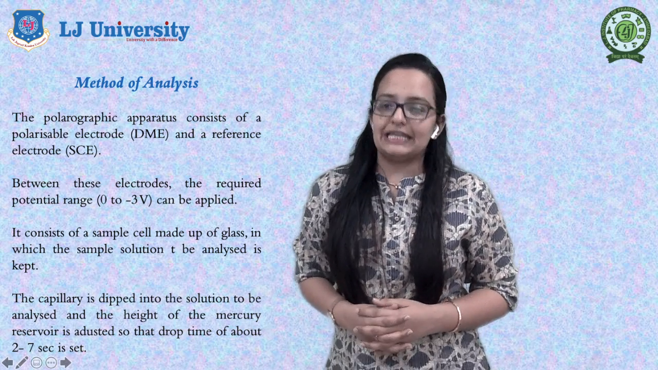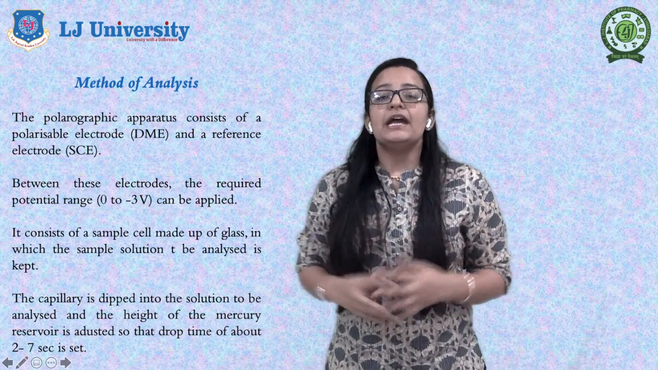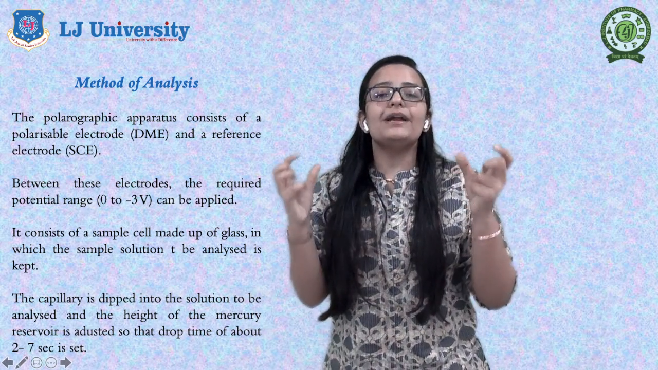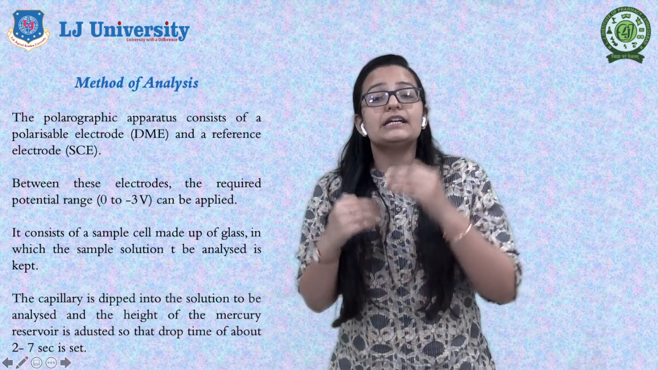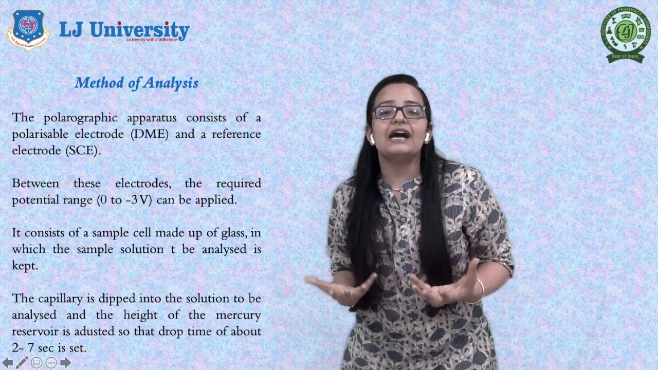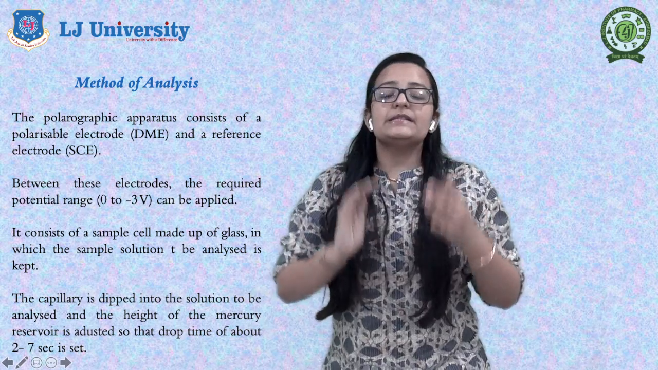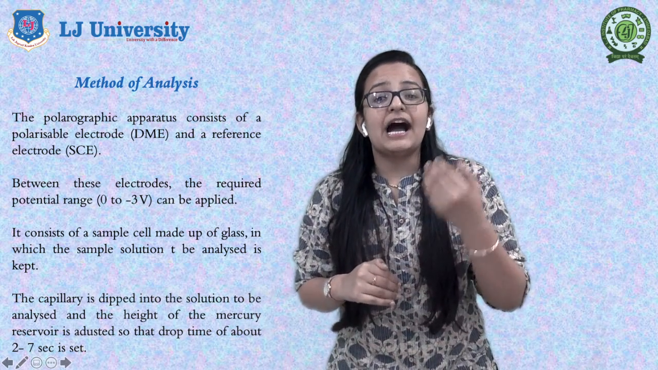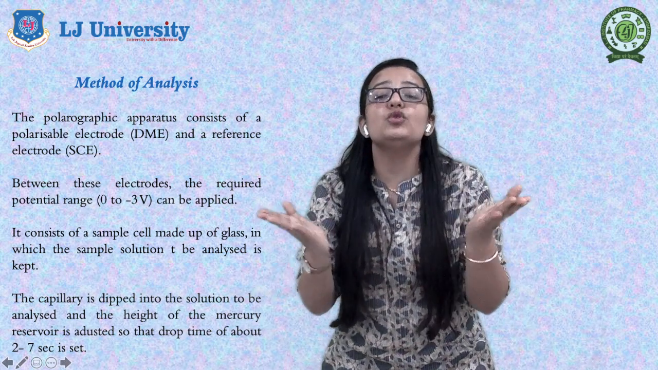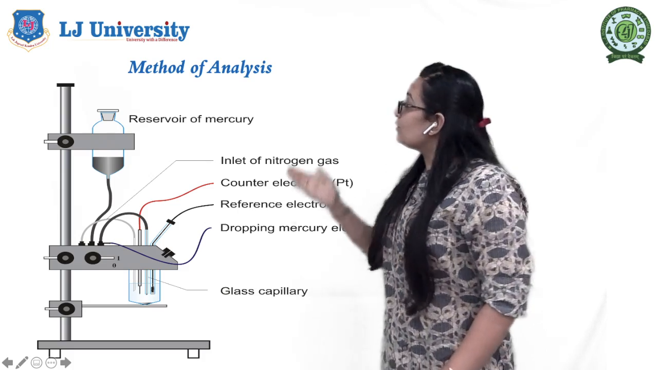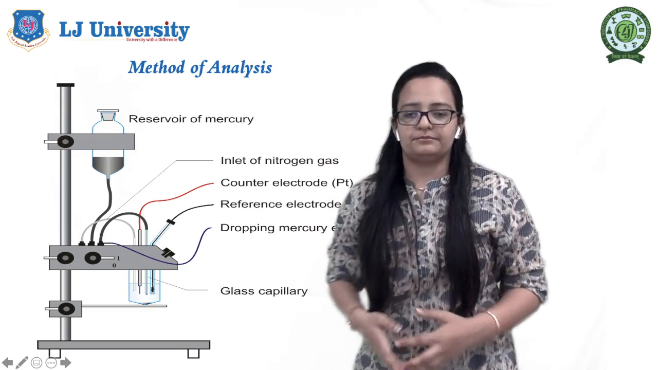a polarizable electrode, the DME, and a reference electrode, the SCE. Between these electrodes, the required potential ranges from 0 to minus 3 volts can be applied. It consists of a sample cell made of glass in which the sample solution is placed. The capillary is dipped into the solution to be analyzed and the height of the mercury reservoir is adjusted so that a drop time of about 2 to 7 seconds is set. Now you can see the proper instrument of this polarogram.